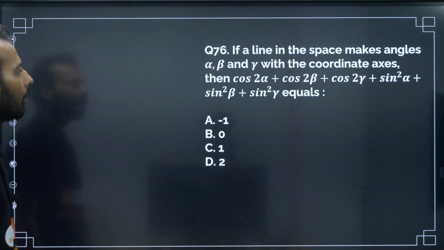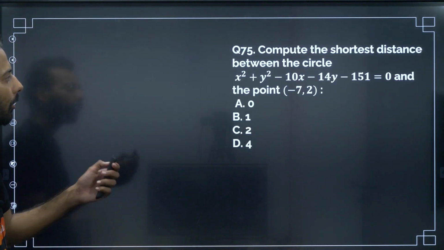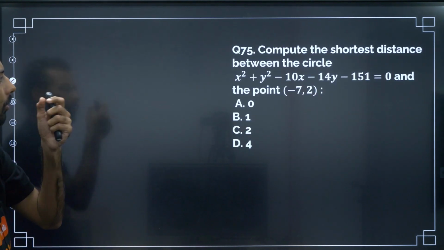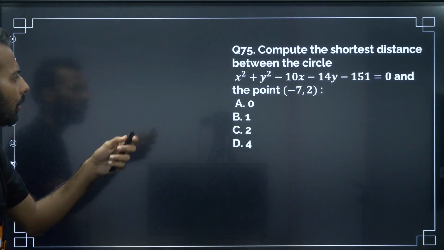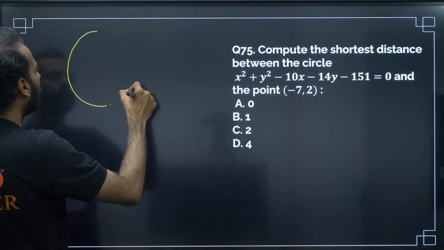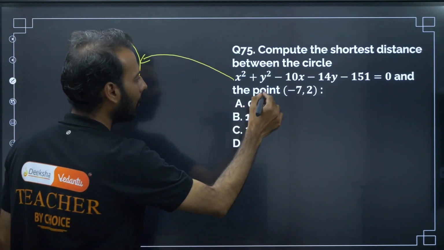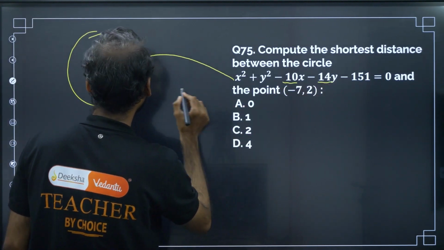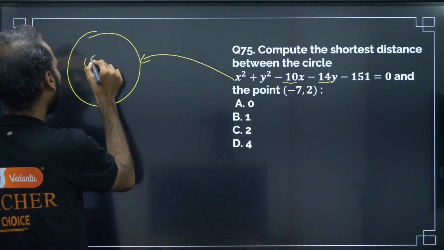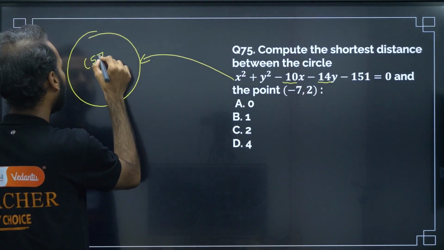Next question, compute the shortest distance between the circle. There is one circle they have given, the equation of the circle. So this circle I am writing here, minus 10, minus 14. So the center will be 5, 7.